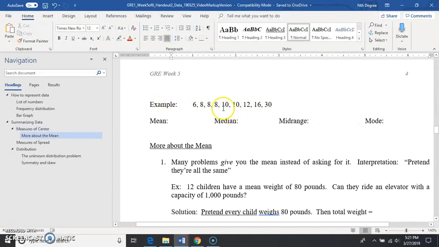Here are some examples for you to try out. I've given you a list of numbers here, and if you'd like, you can pause the video and practice calculating the mean, median, mid-range, and mode for that list. And I hope these are the answers you got, because they're the answers I got, and I believe they are correct.